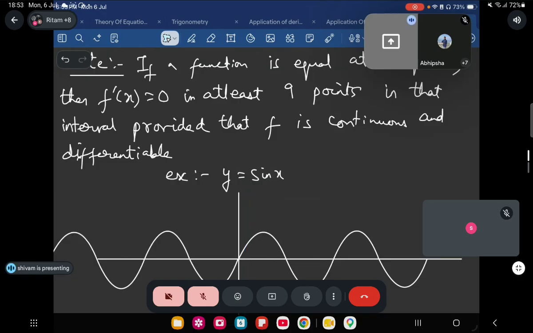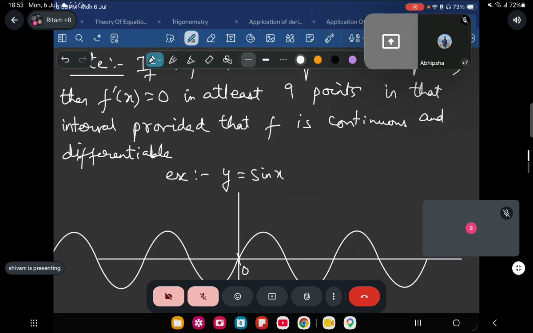So, for example, you see sine x equal to 0. Between 0 to 2 pi only, let us check. This is 0. This is 2 pi. Between 0 to 2 pi, at how many points f of x equal to 0? Tell me. Three points, right? Three. Tell me.